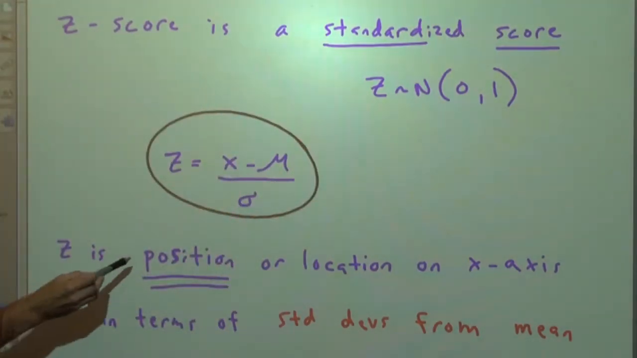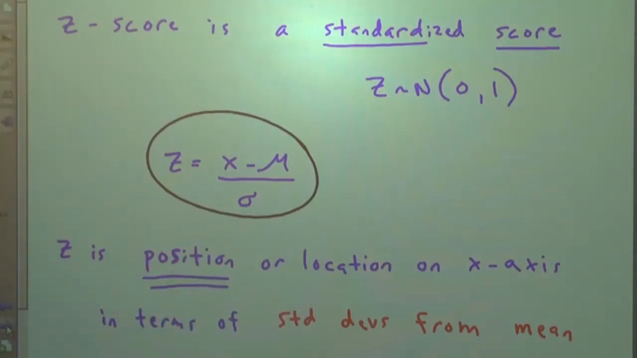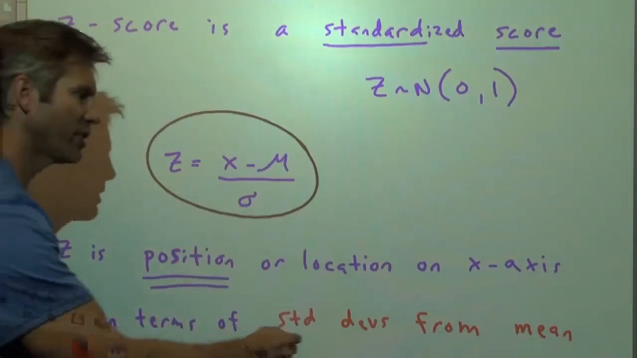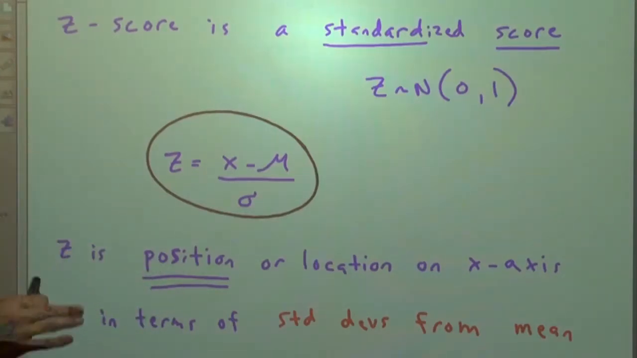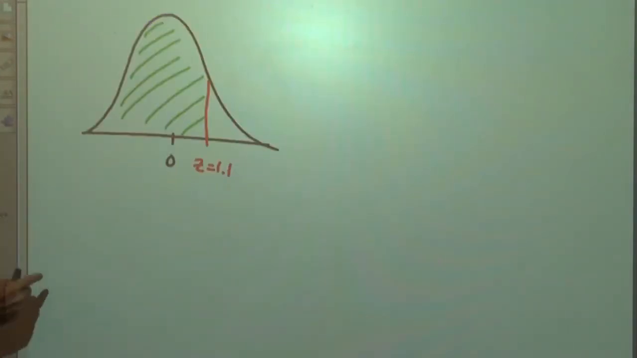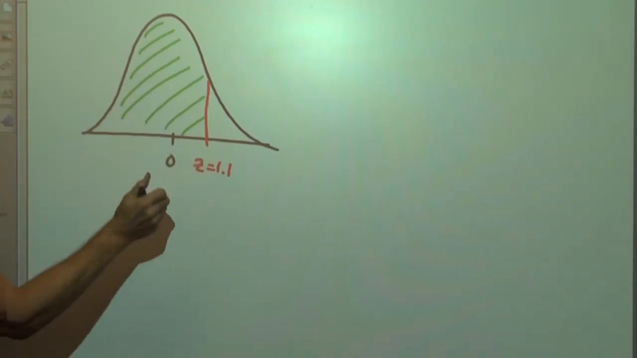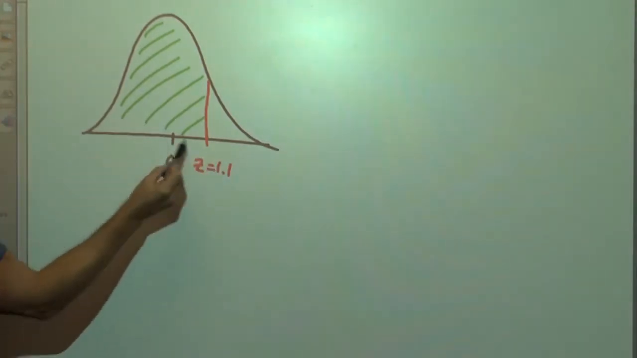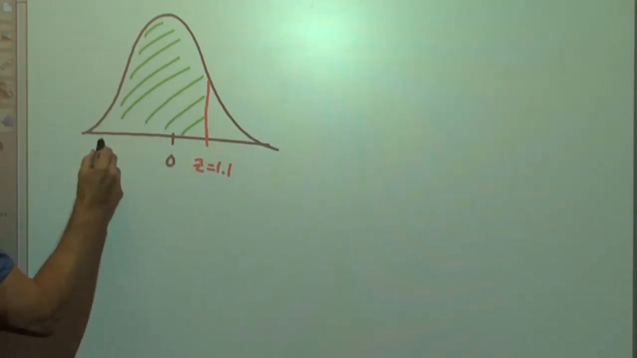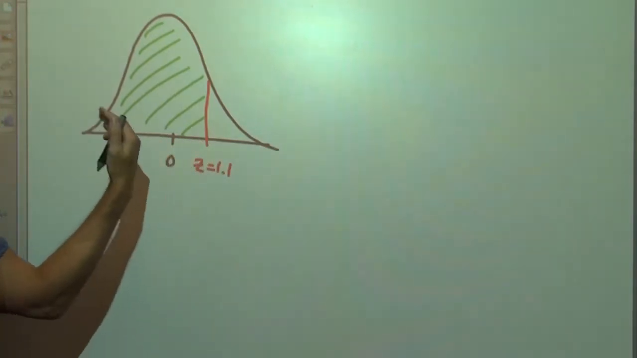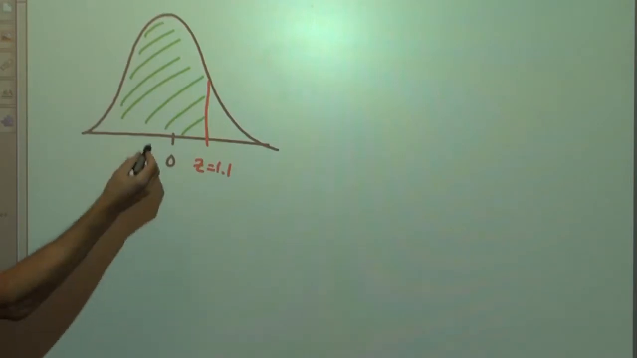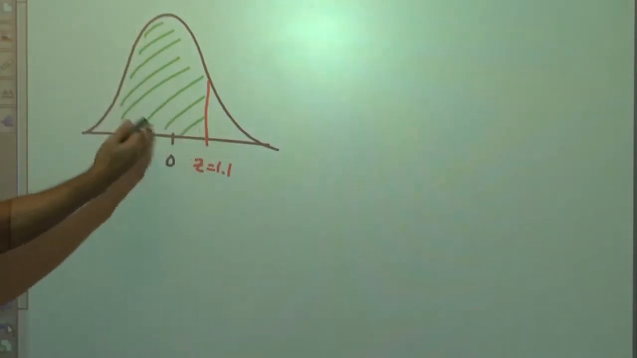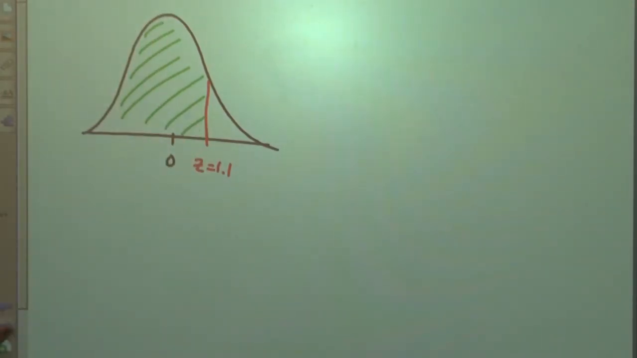And remember, you guys, z is the position or location on the x-axis in terms of the number of standard deviations from the mean. It is not the probability or the proportion of the curve. We use the z-score to find where we are. If we're at 1.1 standard deviations above the mean, that's where we are on the x-axis. To find what area it traps, you go to that z-table that we saw before, and that will find the proportion that's to the left of that particular z-score.